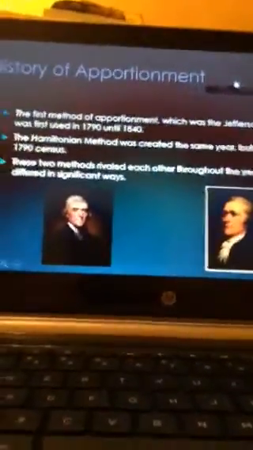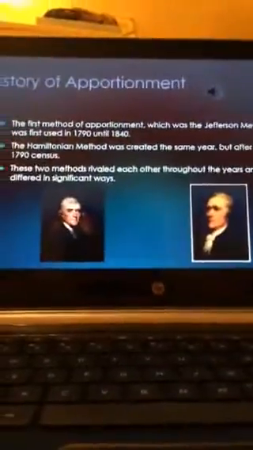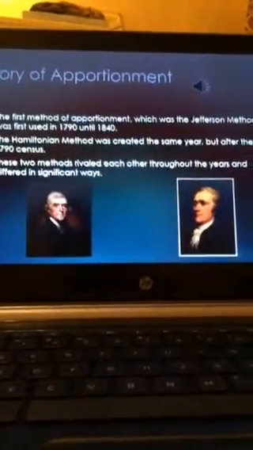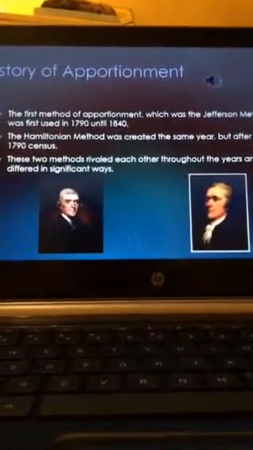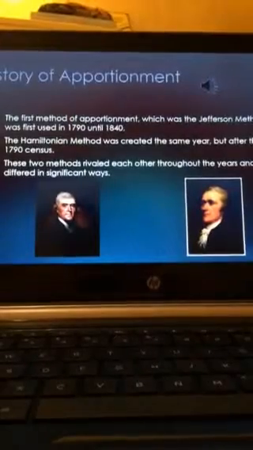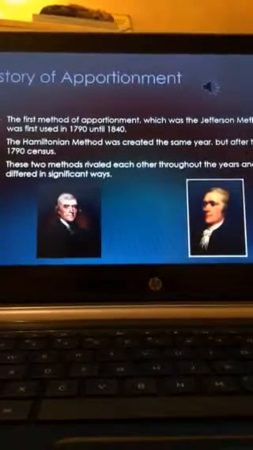The first method of apportionment ever used was the Jefferson method, and that was created in 1790, while the Hamiltonian method, which rivaled each other later on, was developed later that same year.